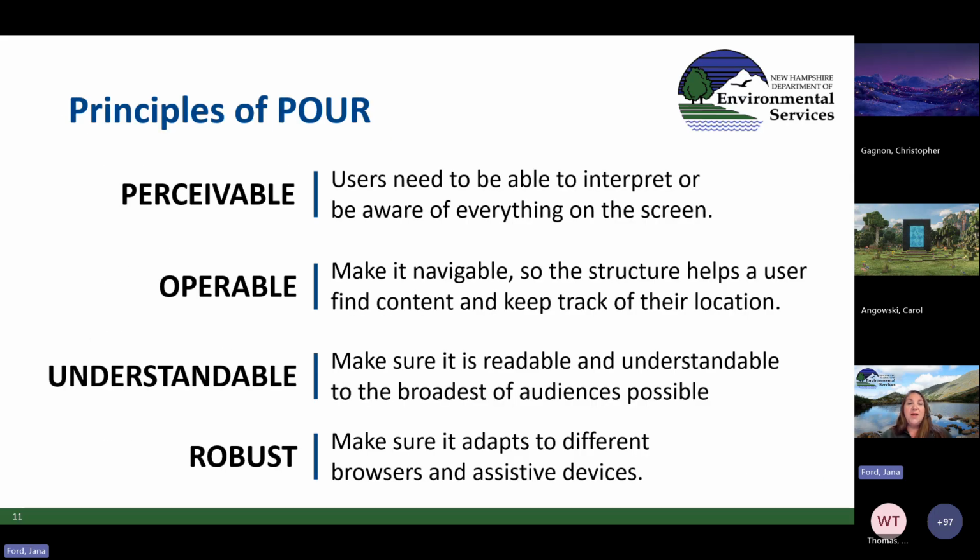So, digital accessibility guidelines were developed around 4 principles with the acronym POUR. Content needs to be perceivable, operable, understandable, and robust. Users need to be able to interpret or be aware of everything on the screen. Make sure that your content is navigable, so the structure helps a user find content and keep track of their location. Making sure it's readable and understandable to the broadest of audiences possible. And making sure it adapts to different browsers and assistive devices.